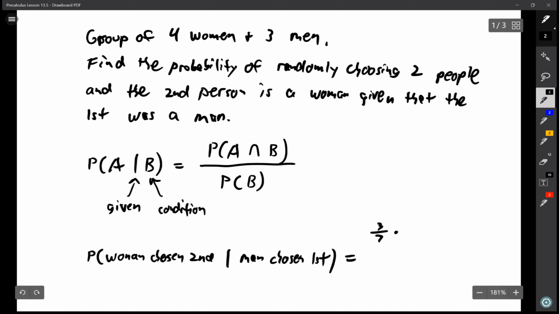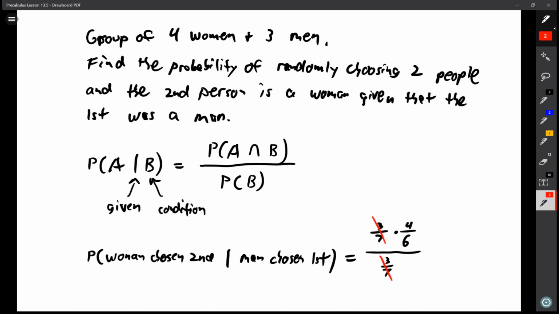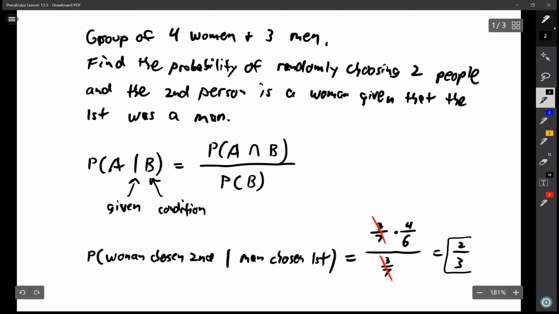times. Well, now what do we have? We have 6 people left. 4 of them are women, right? So 4/6. And we divide that by the probability of the condition happening. What was the probability of the condition? 3/7. So notice those cancel, and we're left with 2/3, or 4/6 reduced. Okay.